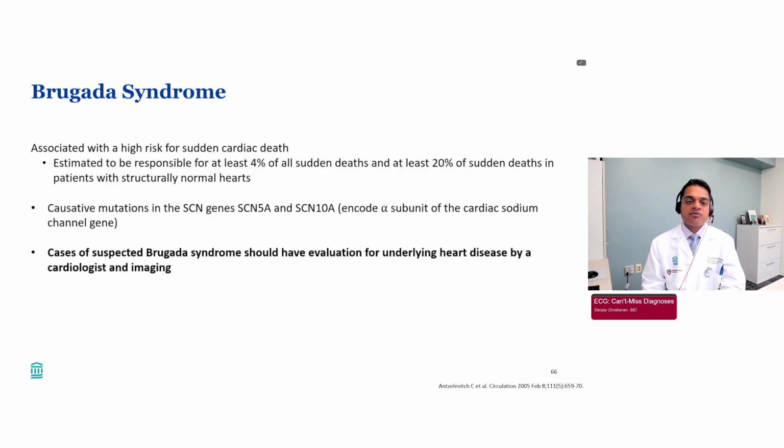So what are the important parts of Brugada syndrome that you all should know? It's associated with a high risk of sudden cardiac death. The causative mutations are in the SCN genes, SCN5A and SCN10A. In cases of suspected Brugada syndrome, so if you see an ECG abnormality that looks like Brugada, you should, one, query about palpitations or syncope, and all these patients should be evaluated for an underlying heart disease by a cardiologist as well as imaging. So that's the reason why it's a can't miss ECG.